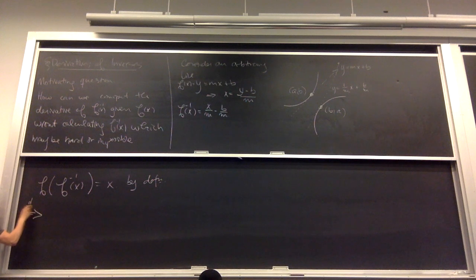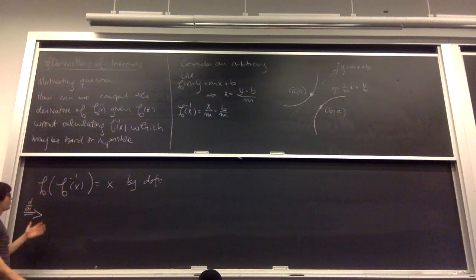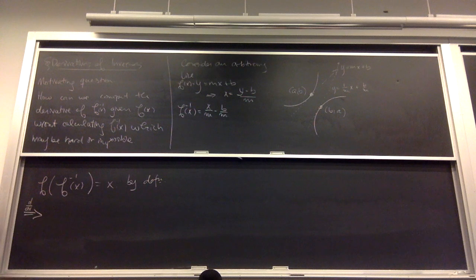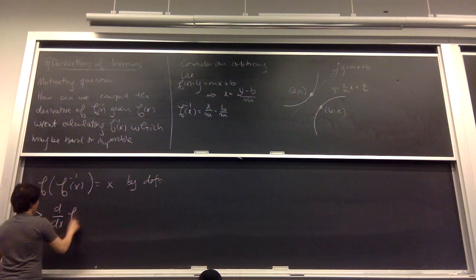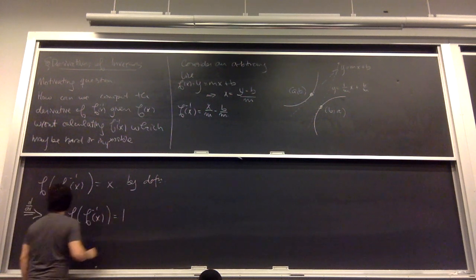When I write this, I'm basically saying, look, I'm going to take the derivative of both sides of this equation. So what happens if I take the derivative of the right-hand side with respect to x? You get 1. So we're going to get d/dx of f inverse of x is equal to 1.